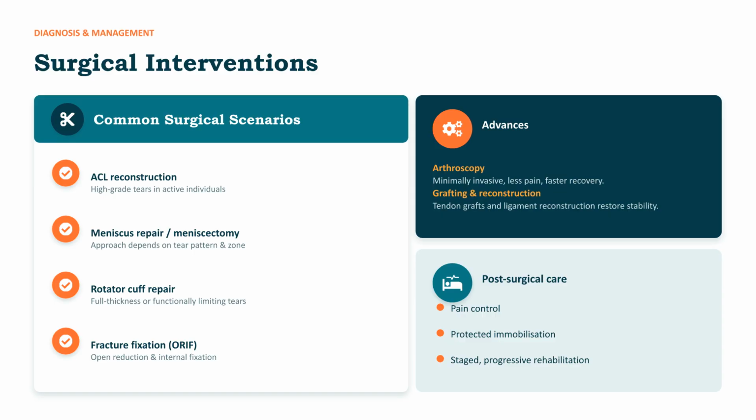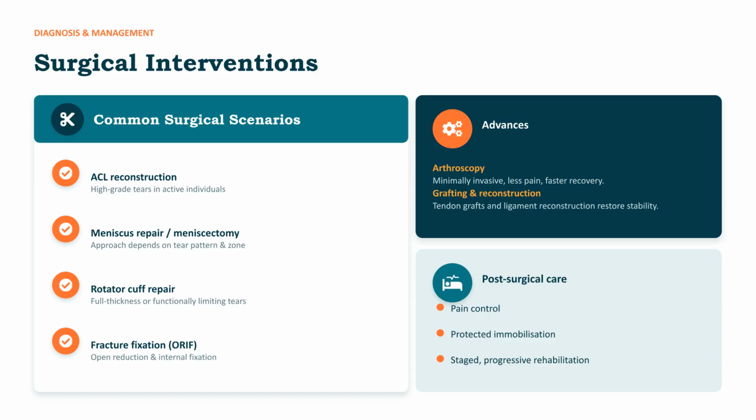Common surgical scenarios include ACL reconstruction for high-grade tears in active individuals, meniscus repair or meniscectomy, the approach depends on the tear pattern and vascular zone, rotator cuff repair for full-thickness or functionally limiting tears, and fracture fixation, ORIF, for displaced or unstable fractures. Advances in surgery have been significant. Arthroscopy allows minimally invasive procedures with less pain and faster recovery. Grafting and reconstruction using tendon grafts restore stability.